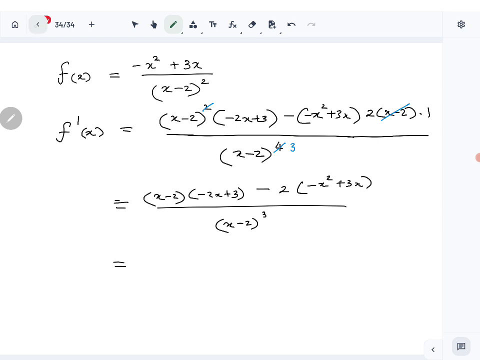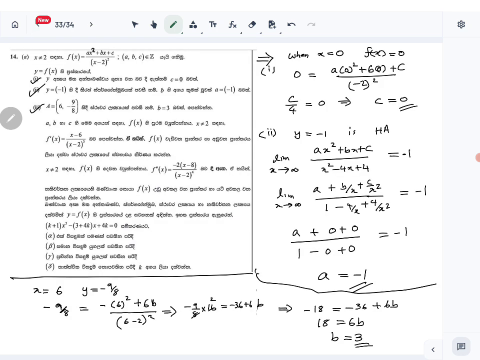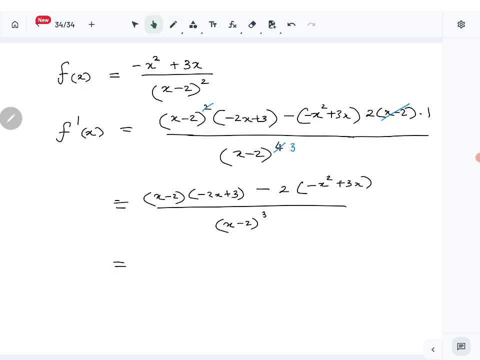Right, so let's look at the answer. It should end up with x minus 6 on the numerator. Denominator part is done, (x minus 2) cubed we have. So numerator, just simplify: minus 2x squared plus 3x plus 4x minus 6 plus 2x squared minus 6x.